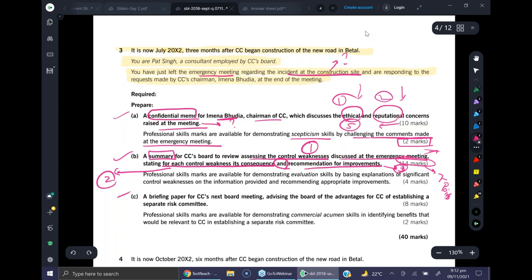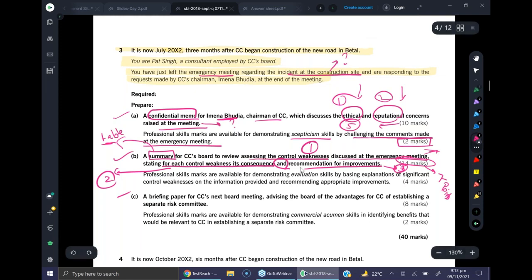And the format of the summary: whenever the examiner says prepare a summary of something, it's very rare, but sometimes the examiner asks you to make a summary. So you can insert a table and write your answer in tabular form, which you normally do in the audit exam, right? So never use tables in SBL, always write in paragraph form unless the examiner clearly says use summary. So for this summary, you can actually write in tabular form.